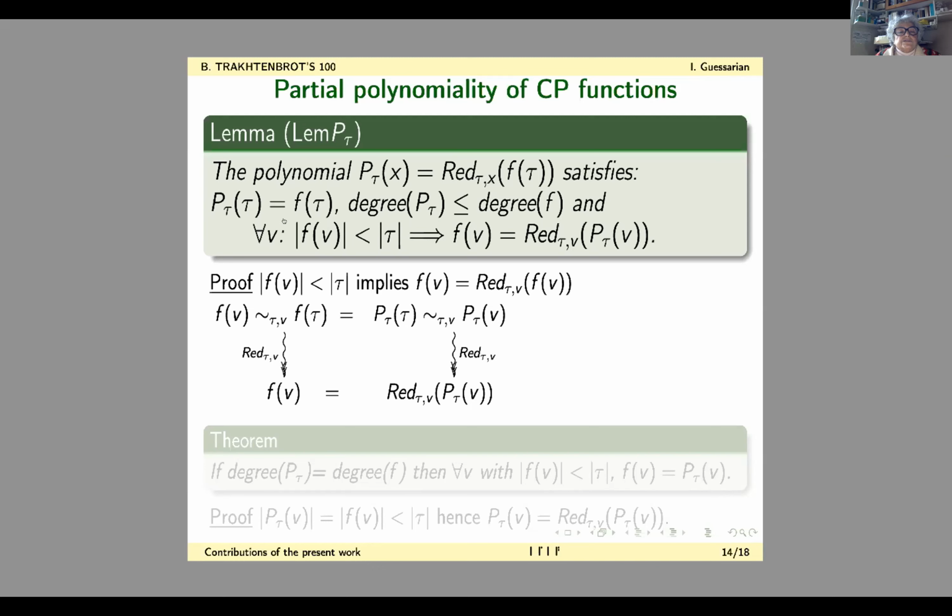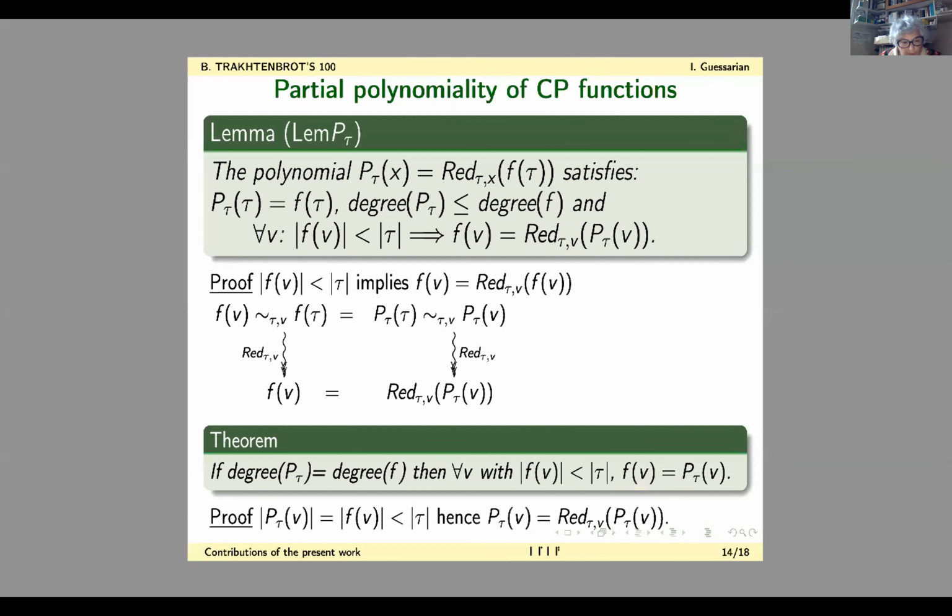Lemma p tau tells us that on all v's such that the length of f of v is less than tau, f of v is ret tau v of p tau of v. Now, we are not completely happy because f of v is not exactly equal to p tau. It's equal to some reduct of some p tau. So we'll try to do a little bit better. If, moreover, the degree of p tau happens to be equal to the degree of f, then for any v with f of v shorter than tau, f of v is equal to p tau of v.